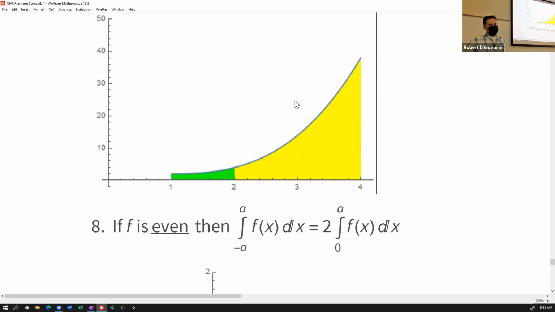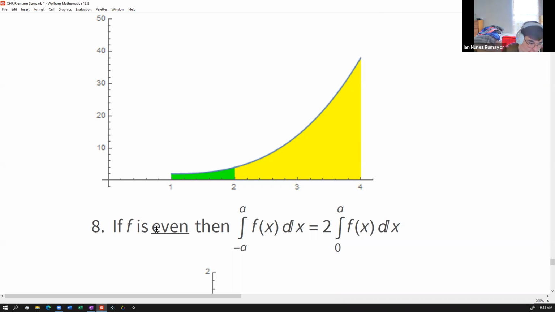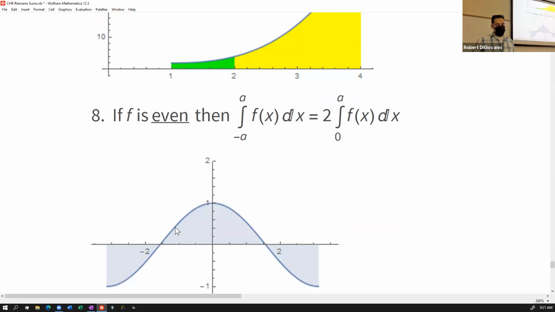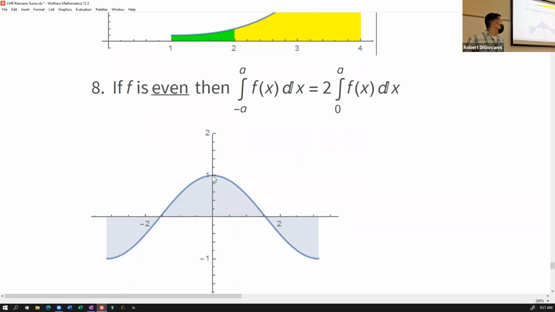Okay, this one is cool. Property 8. If f is an even function, what does it mean to be even? Think about it geometrically. What do even functions look like? They have a very special property when you graph them. Even functions are symmetric. They're symmetric to which axis? The y-axis. So all even functions are symmetric to the y-axis. So if you reflect them over the y-axis, they'll land on top of themselves. So we'll talk about the property. Here's an example of an even function, the blue.